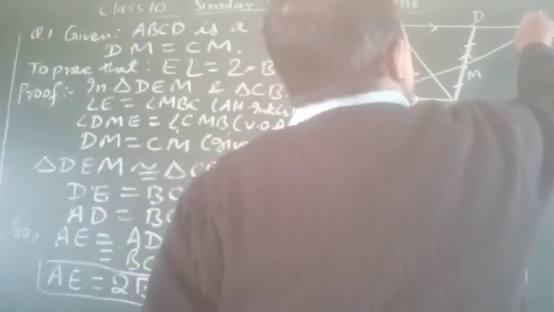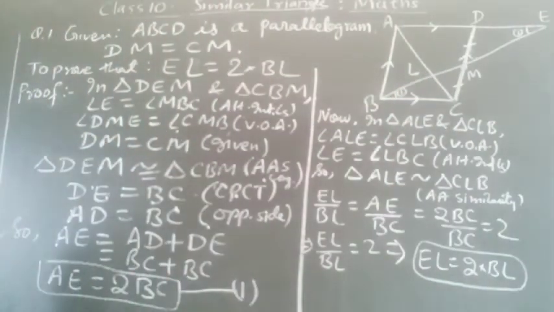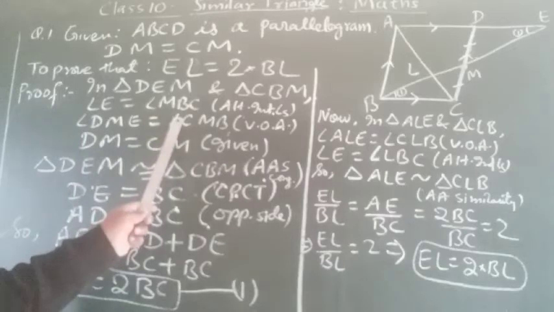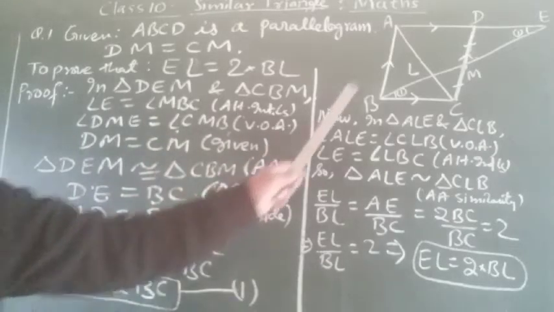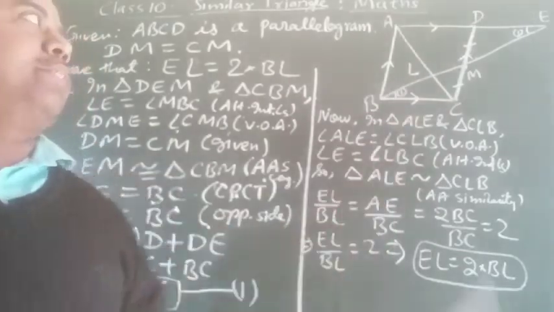This is angle number 1. This is also angle number 1. Both are alternate interior angles. So angle E equal to angle MBC, alternate interior angles, because AD and BC are parallel. AD parallel, that means AD parallel BC. Okay.